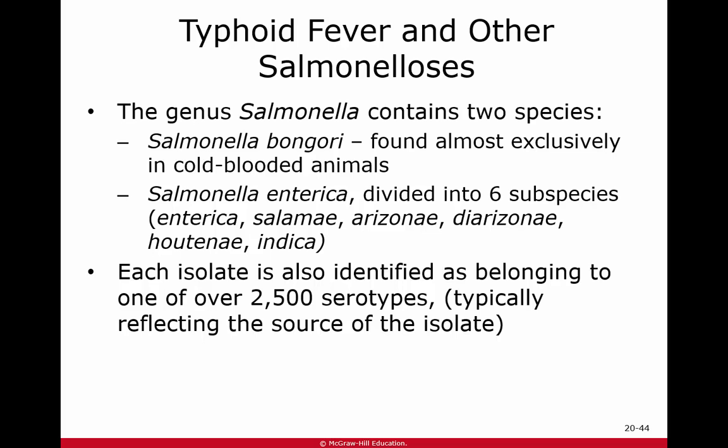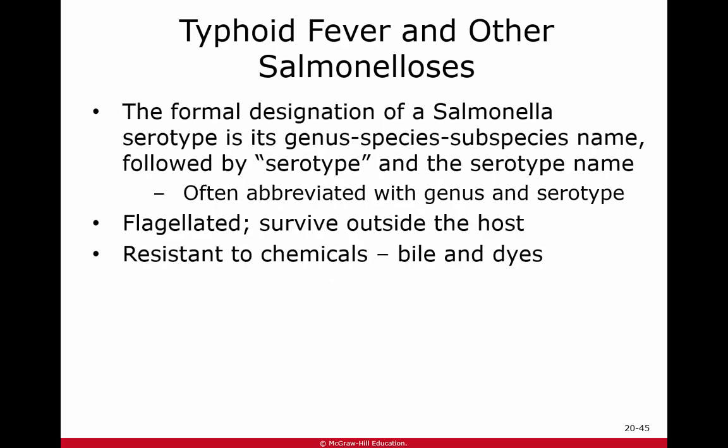The Salmonella has two species, Salmonella bongori, that's found in cold-blooded animals, and Salmonella enterica. And this has 6 subspecies. And you have 2,500 serotypes that reflect the source of the isolate. Typhoid fever. It's flagellated, survives outside the host, and is resistant to chemicals, bile, and dyes.